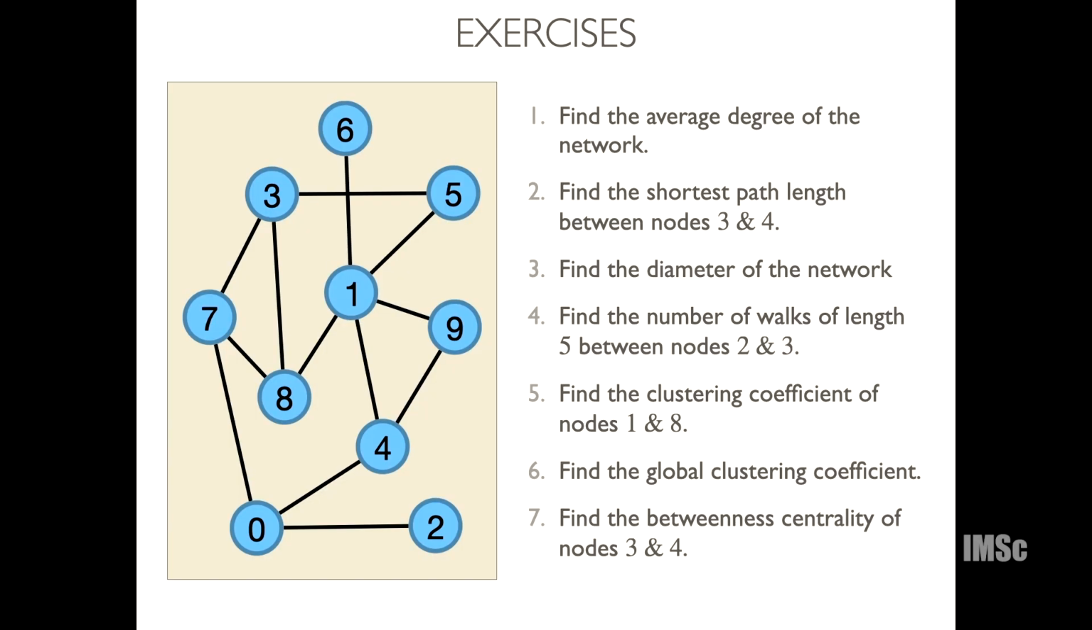What about the shortest path length between nodes 3 and 4? Yes. Okay. The diameter of the network? 4. Right. What is the number of walks of length 5 between nodes 2 and 3?